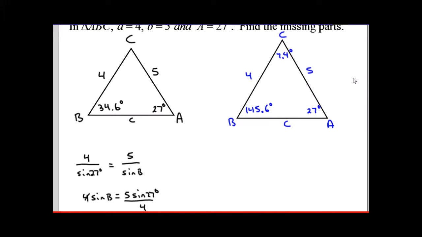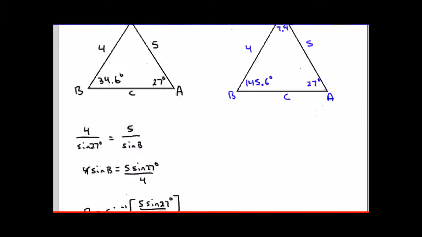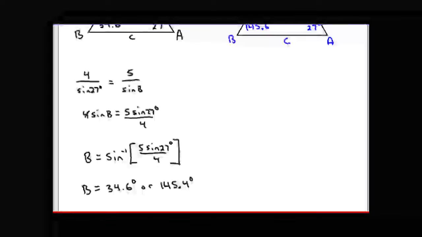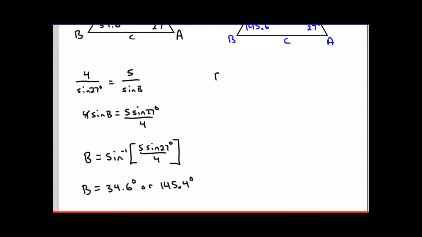All right, so when I write my answers here, I'm going to have two possible solutions. In one of the triangles, angle B could be 34.6 degrees. In the other triangle, angle B could be 145.4 degrees.